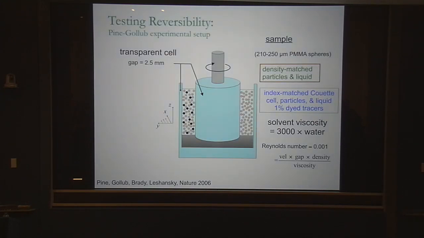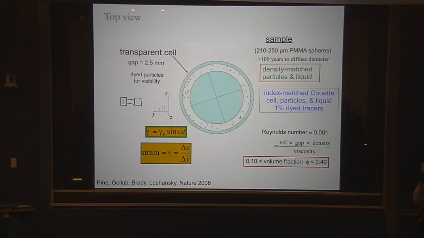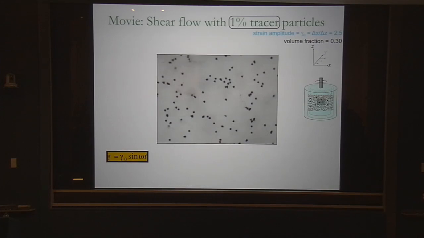Dave Pine, who's my colleague at NYU, did a beautiful experiment. He did G.I. Taylor's experiment with particles in it. So it's two concentric cylinders with a viscous fluid between them. And what he's going to do is rotate back and forth and see whether the particles come back to the same place. He density matched the particles so they wouldn't sediment. He index matched so you could see through it.